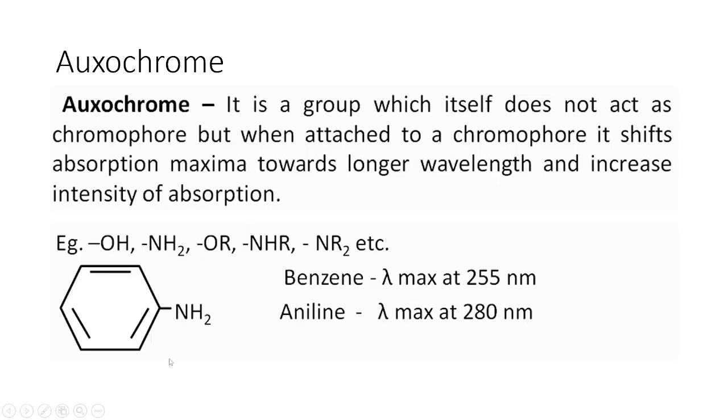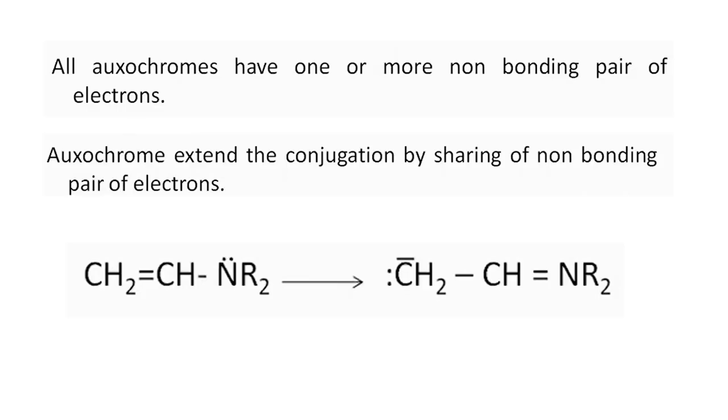Here we can say benzene alone has lambda max at 255 nanometer. But when the auxochrome NH2, the amine group, is attached to the benzene, giving aniline, the lambda max increases and shifts toward the higher wavelength, at 280 nanometer. And all auxochromes have one or more lone pair non-bonding electrons.